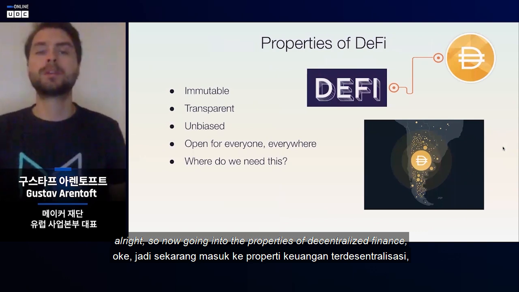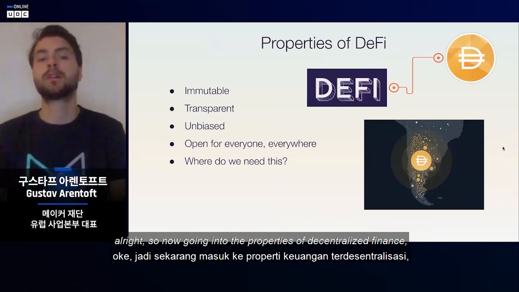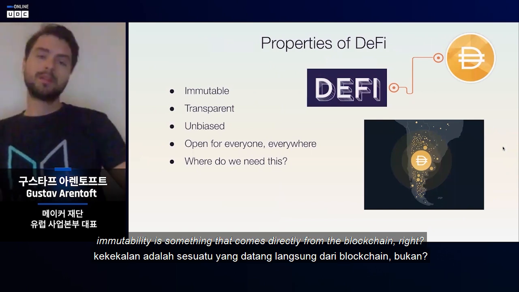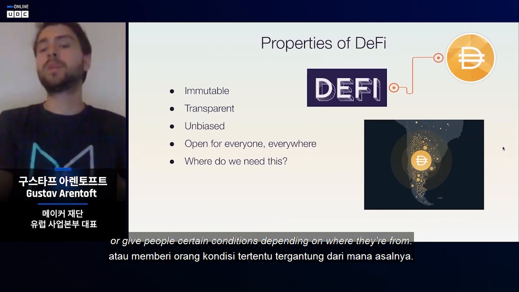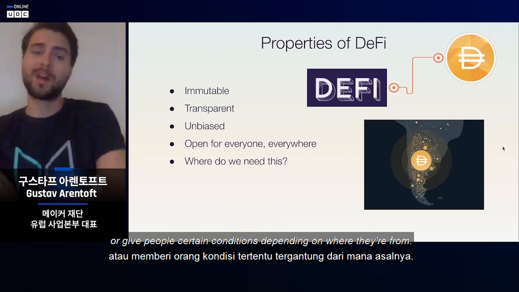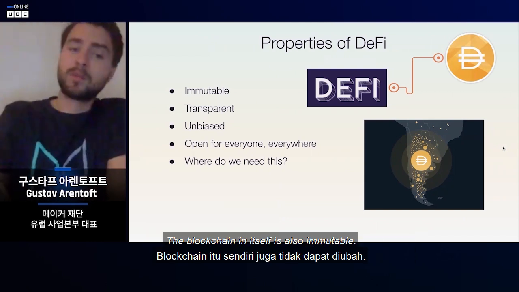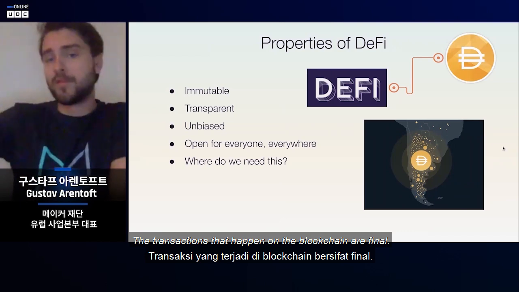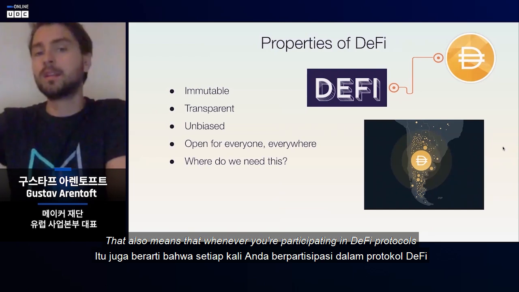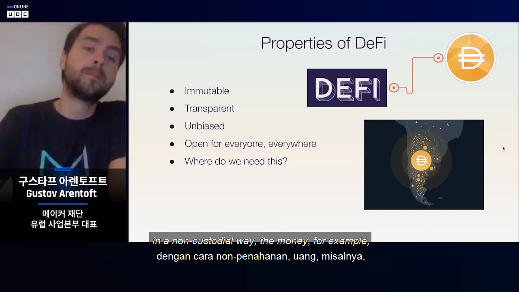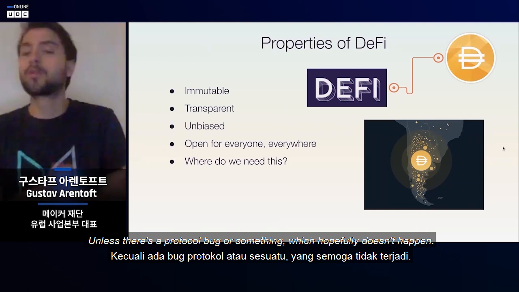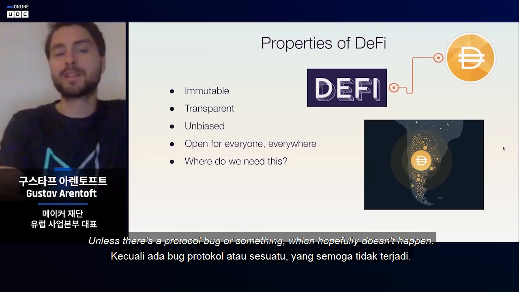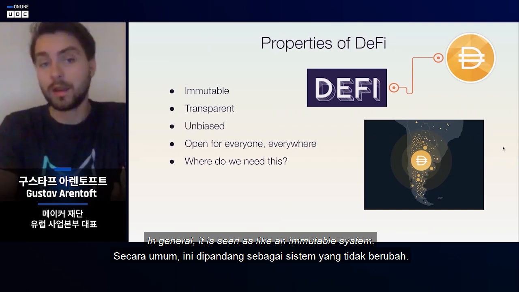All right, so now going into the properties of decentralized finance. Immutability is something that comes directly from the blockchain, right? You cannot go in and censor transactions or give people certain conditions depending on where they're from. And the blockchain in itself is also immutable. So the transactions that happen on the blockchain are final. That also means that whenever you're participating in DeFi protocols in a non-custodial way, the money you earn from doing so is your money. No one can come and take it from you, unless of course there's a protocol bug or something, which hopefully doesn't happen. But in general, it is seen as an immutable system.